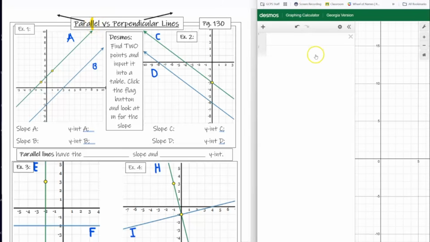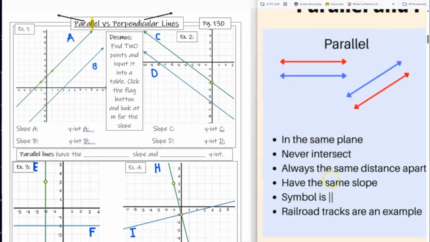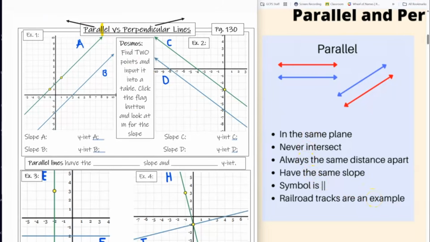So let's get an official definition of some characteristics. They're in the same plane, they never intersect, they're always the same distance apart, they have the same slope. The symbol is this. Okay, that's very important. This is the symbol for parallel lines, and those two L's are going to tell you. Railway tracks are an example. So parallel lines, we're just going to say never meet, like railway tracks. Okay, and this is the symbol for it that I've highlighted.